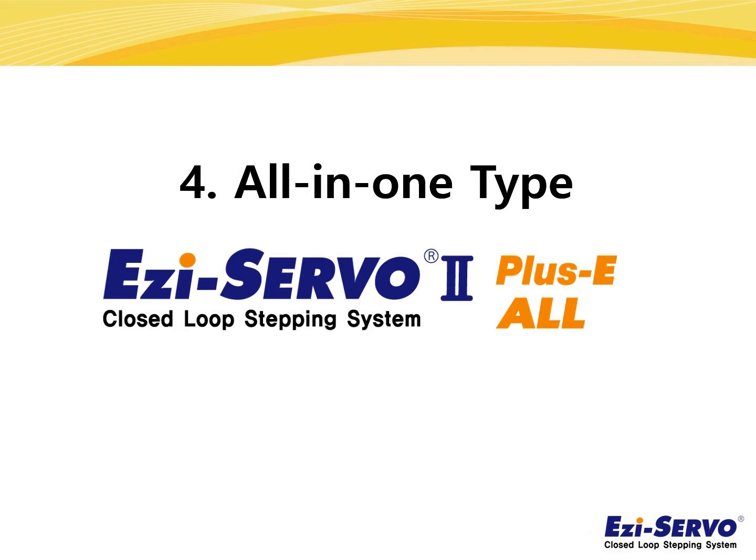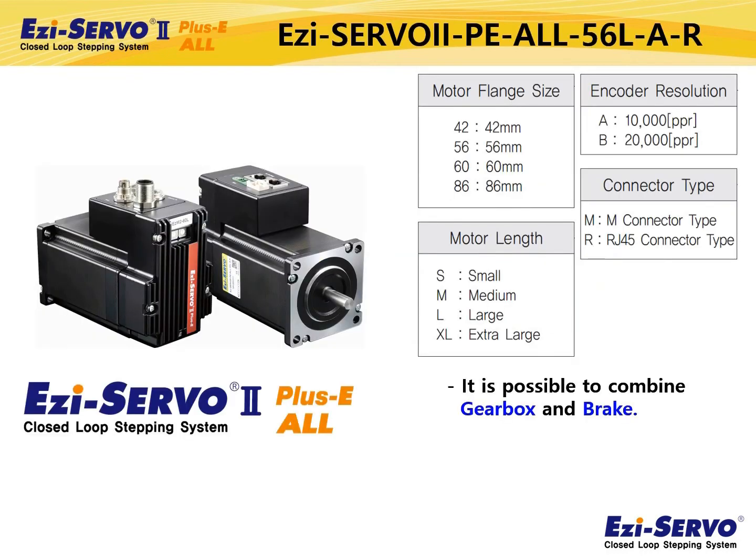The first product, EC Servo 2 Plus-E All, is an all-in-one product that combines an Ethernet network with a motor, encoder, drive, and controller. I will explain the product model name. PE means embedded controller with Ethernet network, and All means an all-in-one product that combines motor, drive, encoder and controller. These are motor size, length, and encoder resolution. R means RJ45 connector type.